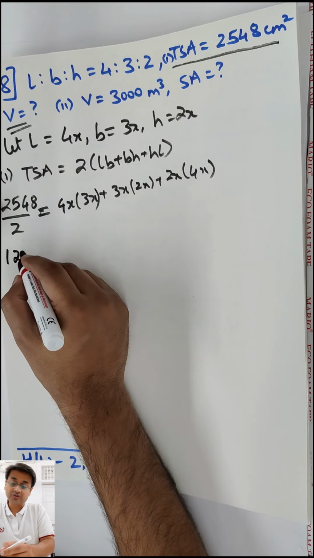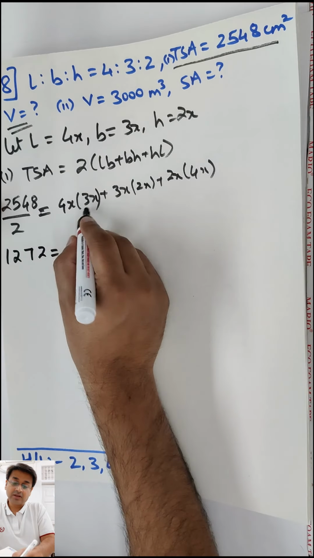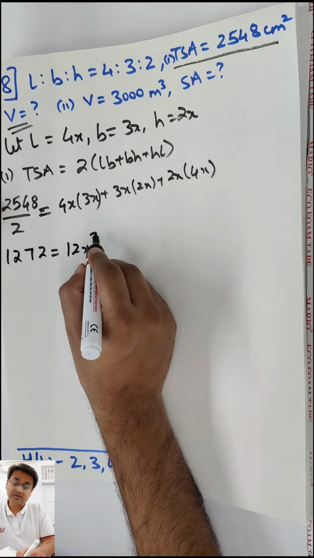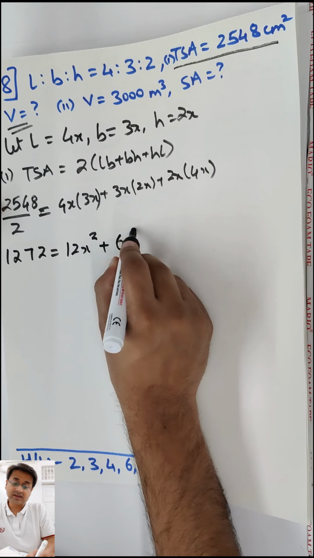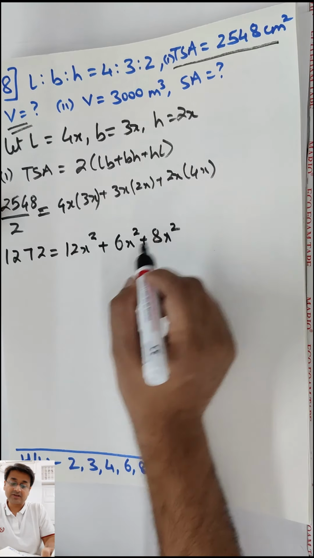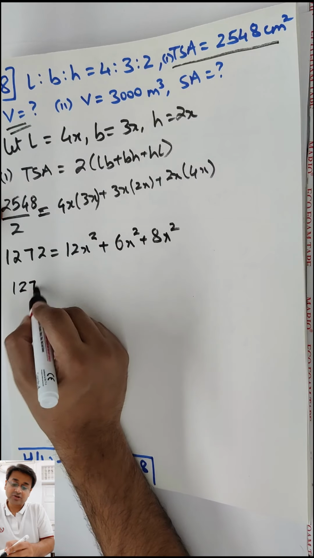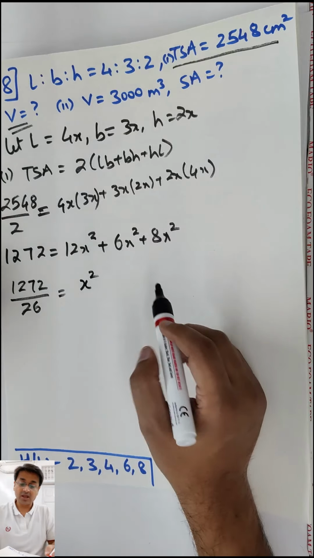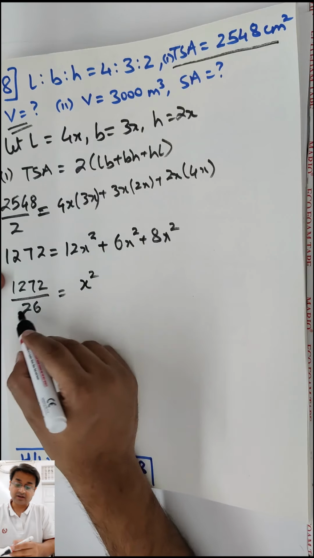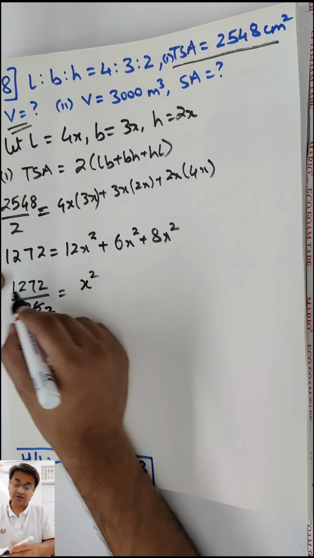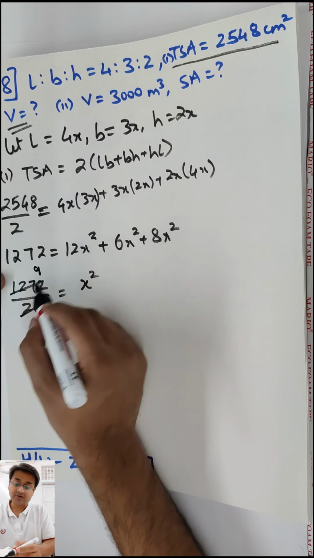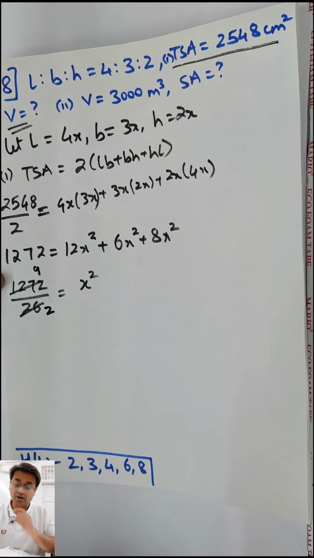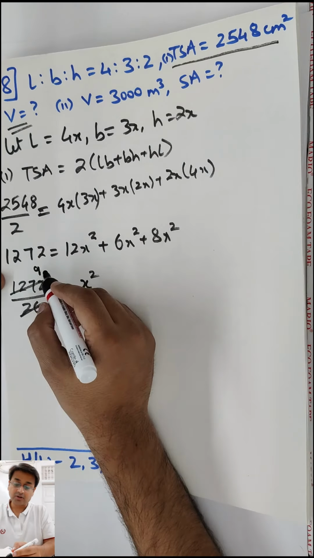So 1s are 2s are 72. This is going to be 12x square, 6x square and 8x square. So 26 it will be. So 1272 by 26 is equal to x square. We added all this and we pushed that number down. Okay, so 13 2 times, 13 9 times 117. So I will get 10, so 102.